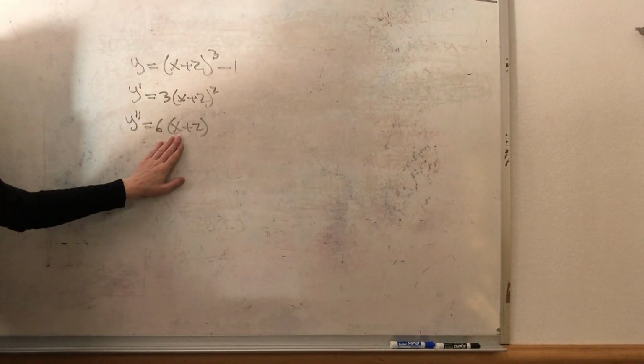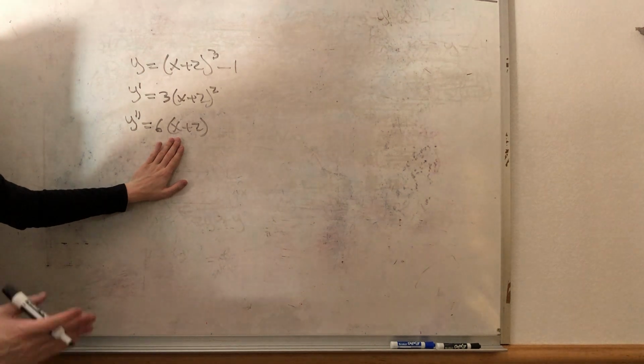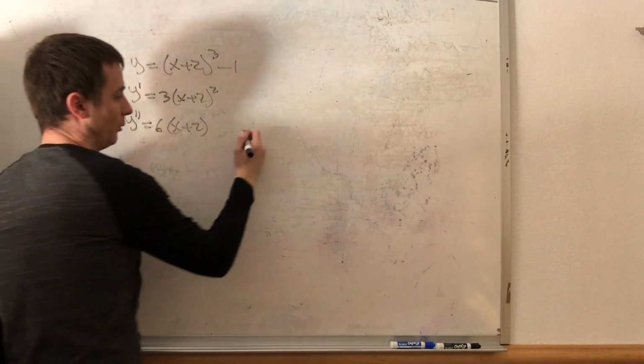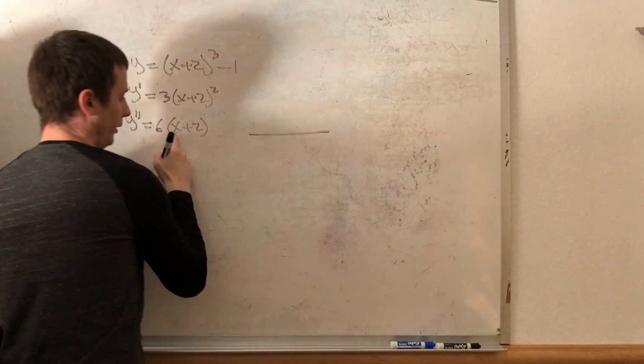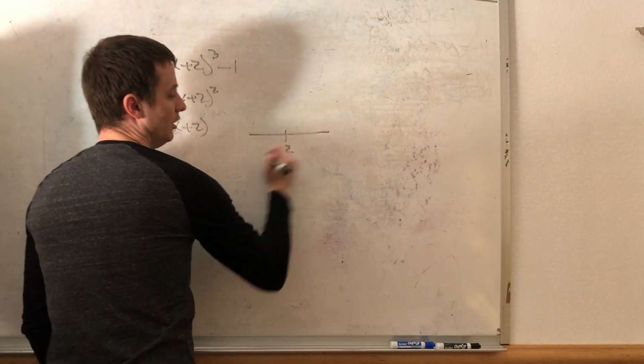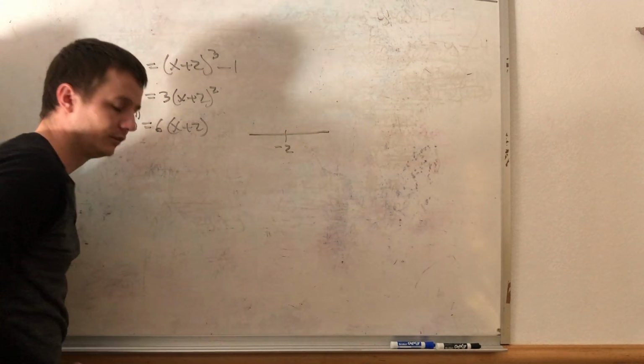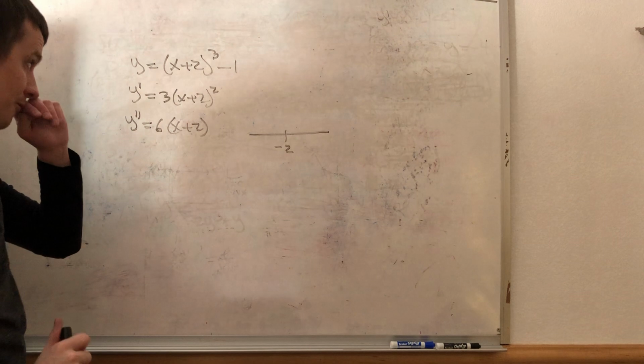We need to know where this thing is increasing and where it is decreasing. That tells us where it's concave up and concave down. To figure that out, we first need to know where it's 0. Notice it's only 0 at negative 2. So to the left of negative 2, it has to be either concave up or concave down, and to the right of negative 2, it has to be either concave up or concave down.